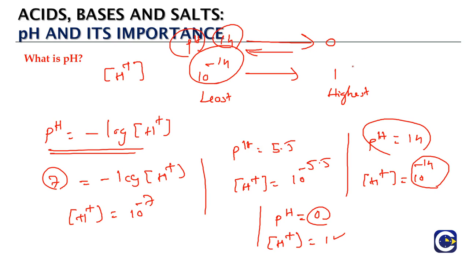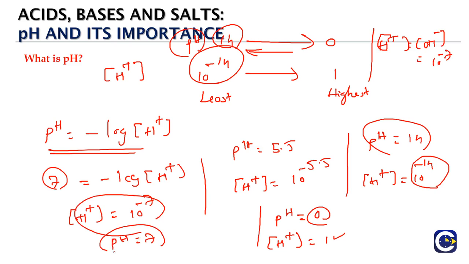And for neutral, the H plus ion concentration and OH minus ion concentration both will be equal to 10 power minus 7. If the H plus ion concentration is 10 power minus 7, then pH value will be equal to 7. So that is corresponding to the neutral point. Somewhere in the middle we will have pH equal to 7. That is the neutral scale. So this is about the idea of the pH scale.